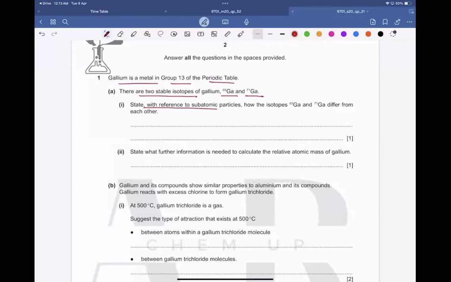So I'll write over here, they differ from each other due to different number of neutrons in them. Is this clear?